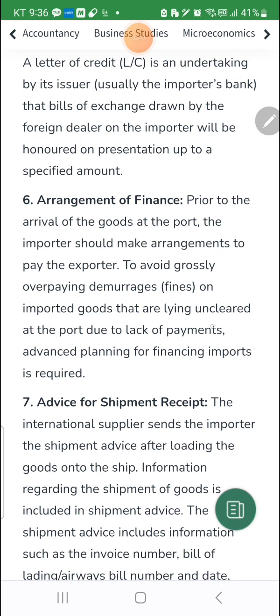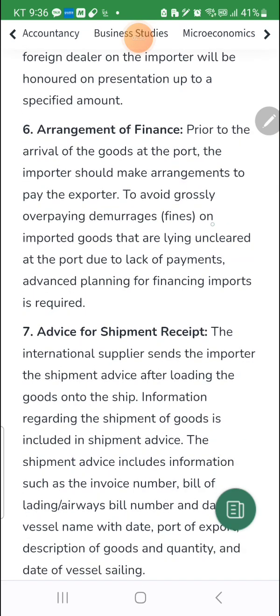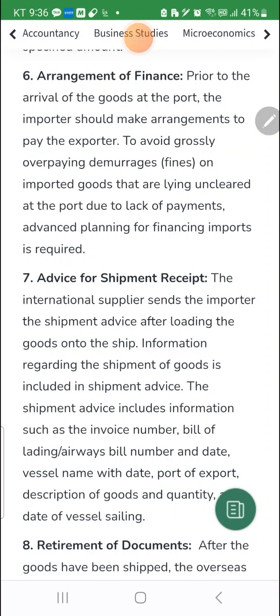To avoid grossly overpaying demurrages, that's fines. I'll look up that word later. I've encountered that word several times before, but I forgot the meaning and the pronunciation. But it's fines, demurrage. It doesn't look like a good word, so it's a negative. Fines on imported goods that are lying uncleared at the port due to lack of payments. Lying uncleared, that's another good term. Lying uncleared.